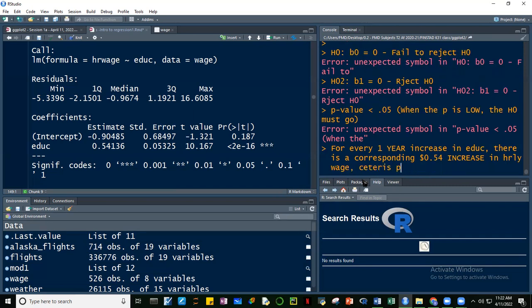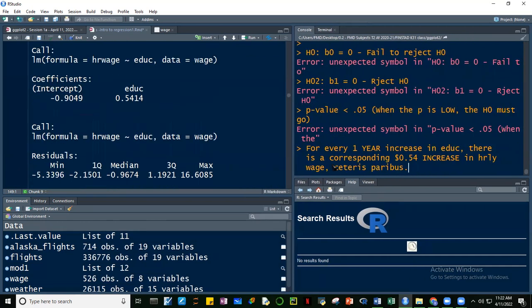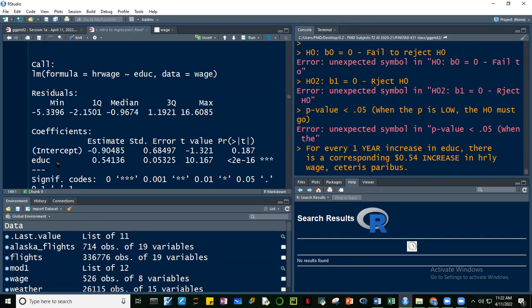ceteris paribus, which means all things being equal, all things being the same. In other words, guys, this is particularly true for multiple regression. If I increase education by 1 year, hourly wage will increase by 0.54, assuming that the others remain constant. So I'm not going to increase the other variables if there are several variables. Okay, so that's what we looked at last time.